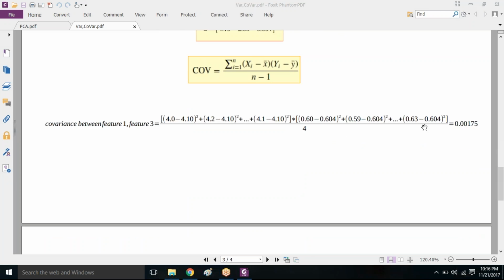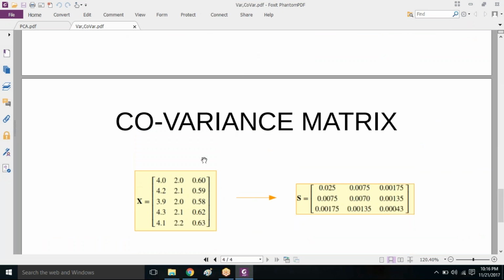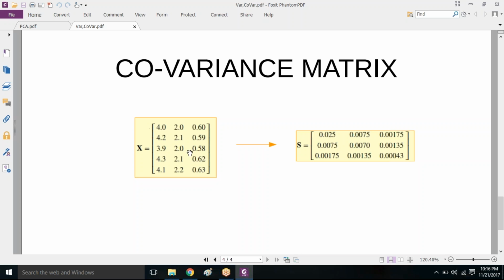Anyway, so that's how you calculate the covariance matrix. Now you see this covariance matrix. This is the x. What is the number of dimensions here in x?